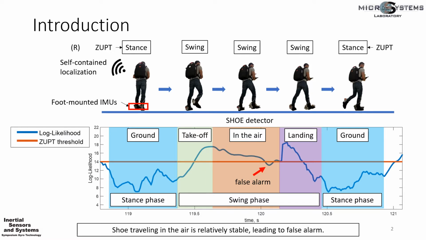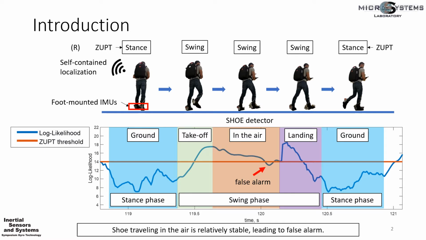Self-contained localization is important for firefighters or first responders because they often operate in environments where all the signals, such as GPS, LTE, Bluetooth, or Wi-Fi, are unavailable. In such environments, inertial navigation systems are the only options. However, the problem with inertial navigation system is that the estimated position drifts because of noisy IMU measurement.